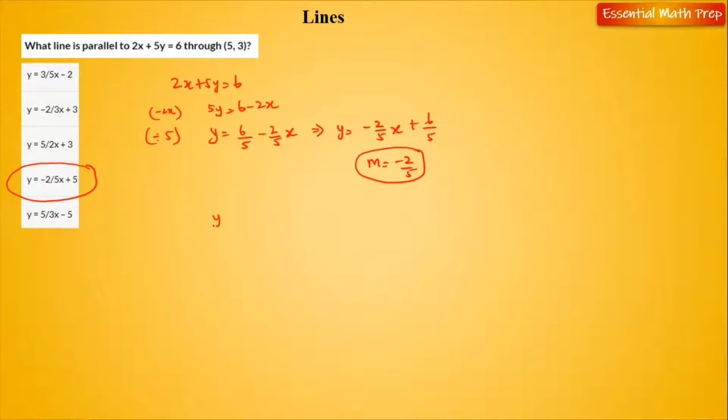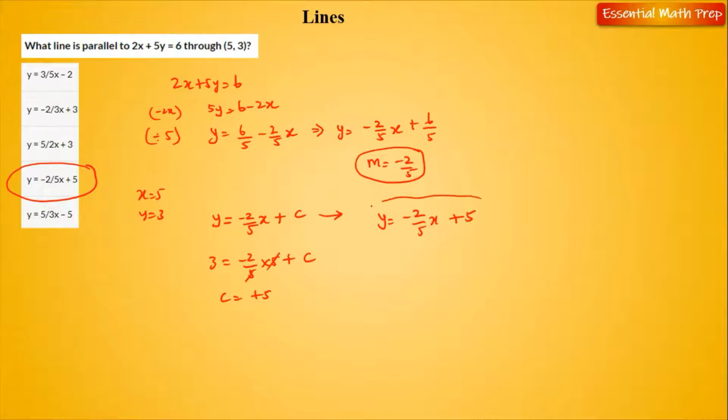So when we write our new equation, the only thing we know is the slope. So let's write it as, this is our new equation, right? And we know the line passes through 5, 3. So we know our x is 5 and y equals 3. That's what it means, right? So if you substitute, 3 equals negative 2 over 5 times 5 plus c, it cancels out. So c equals plus 5. So we can rewrite this equation as y equals negative 2 over 5x plus 5.